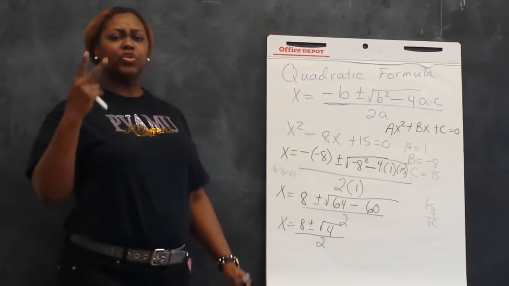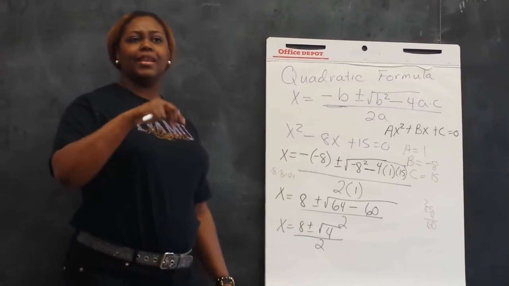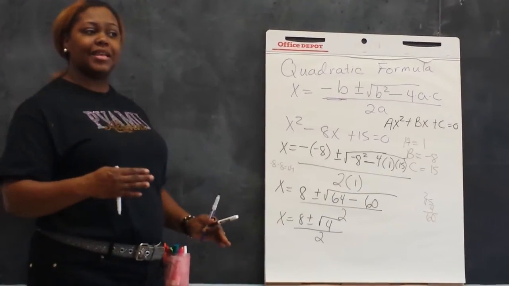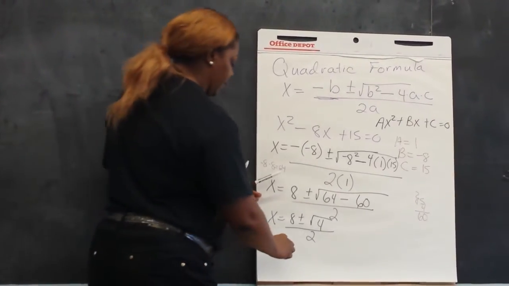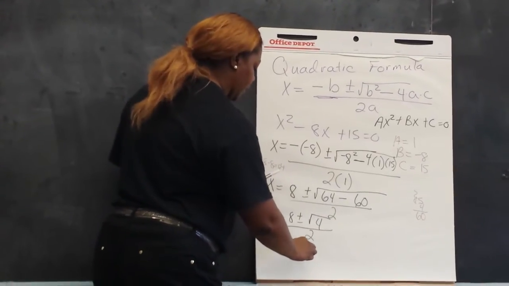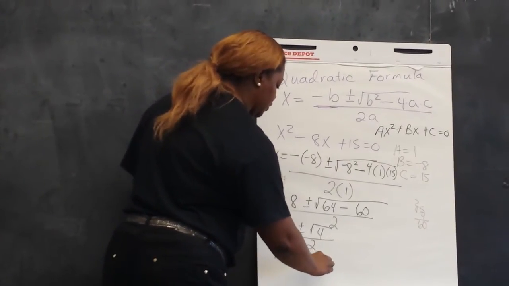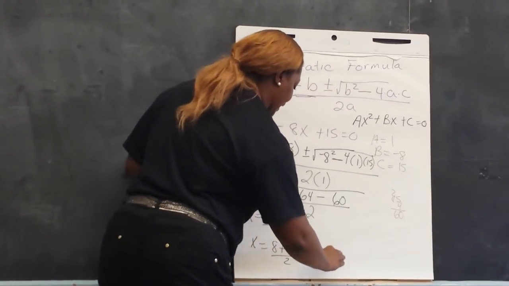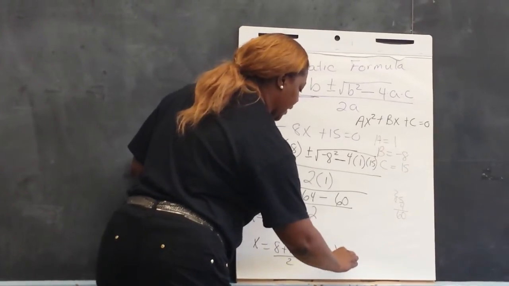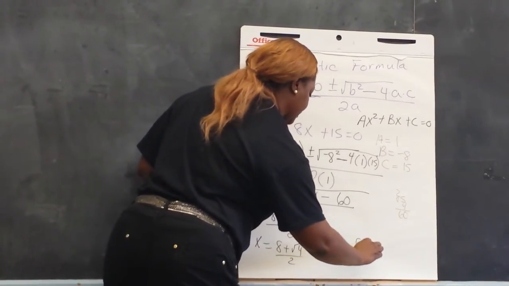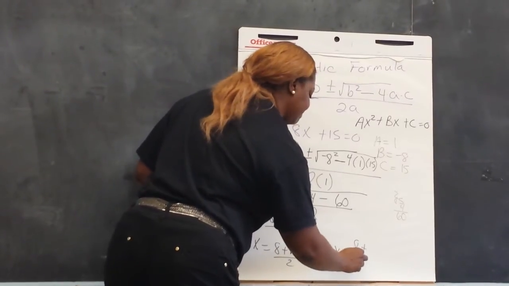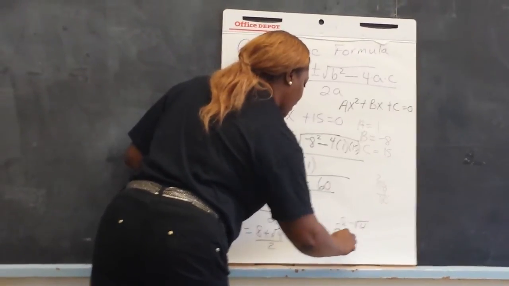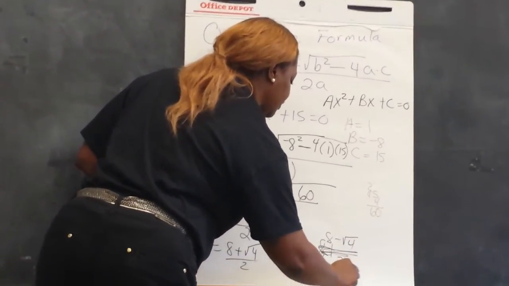Plus or minus means I want two situations. One when I add and one when I subtract. Okay? I want those two situations, so I'm going to write this accordingly. Break it out. x equals 8 plus the square root of 4, over 2. And, that's the and symbol, x equals 8 minus the square root of 4, all over 2.